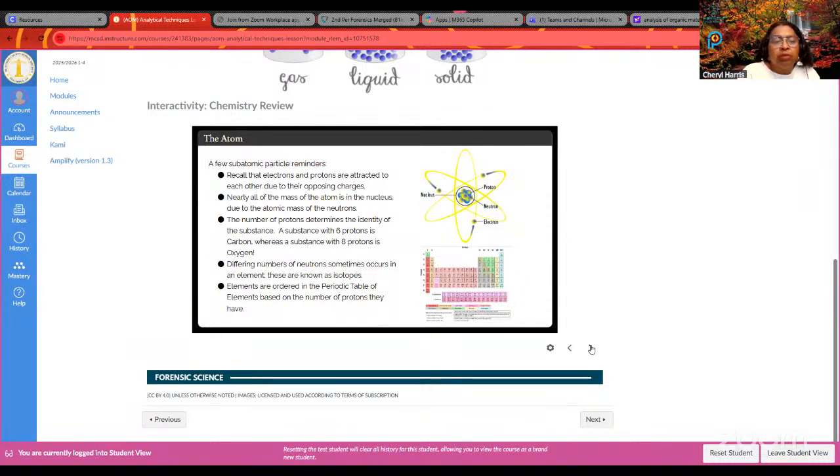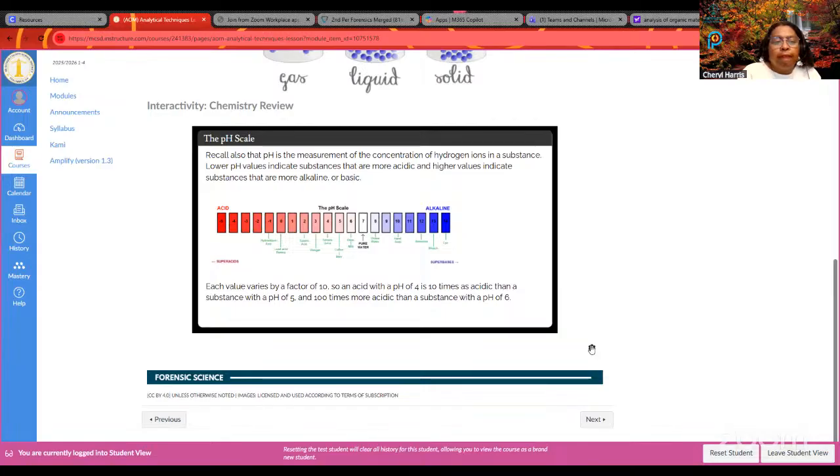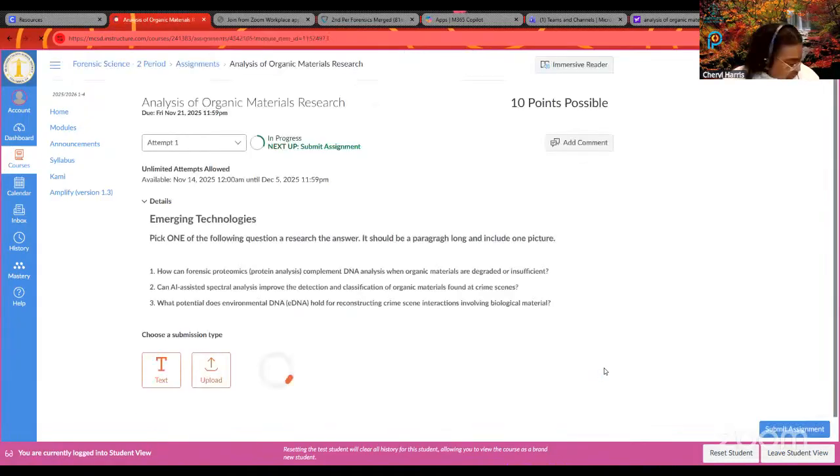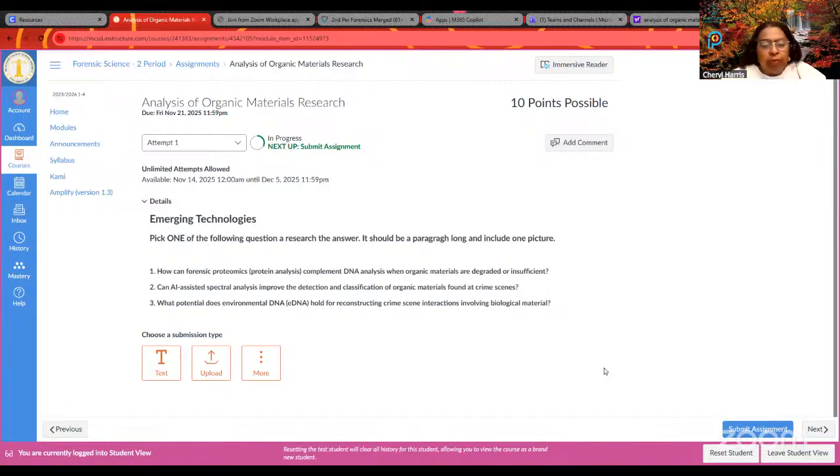Periodic table. I think we've talked about the pH scale once before, but make sure you do this interactive review if you're done. It's important.